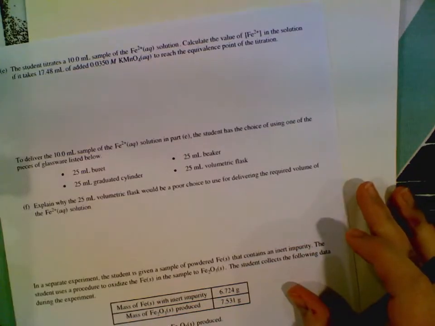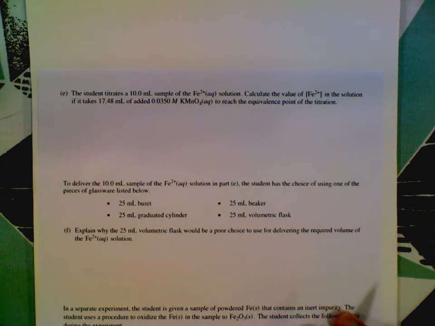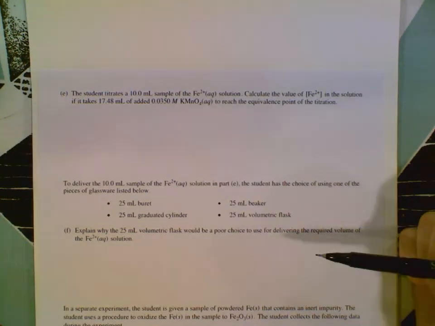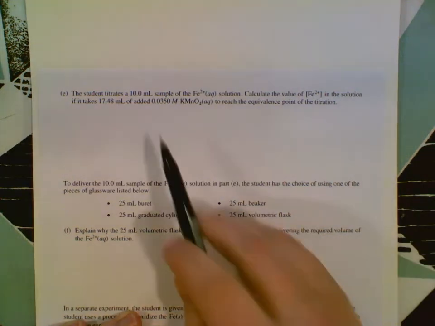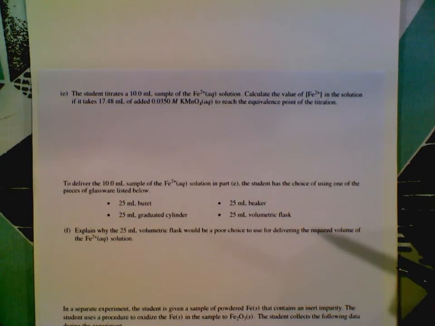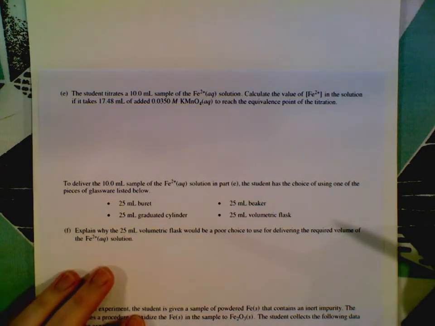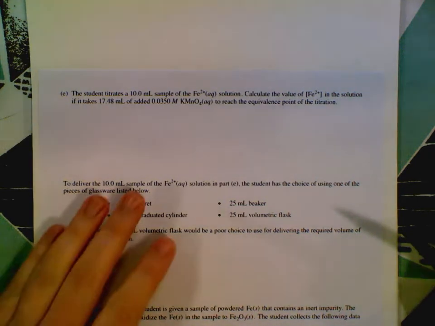All right, moving on to part E. It says a student titrates a 10 milliliter sample of Fe2+ solution. Calculate the concentration of the Fe2+ in solution if it takes 17.4 milliliters of added KMnO4 to reach the equivalence point of the titration. Now, in a titration, you can approach this from one direction or the other. You can use this as a stoichiometry problem, or you can use it as an M1V1 over N1 problem, and it's kind of up to you how you want to do it. Titrations, I think, are easier to remember as M1V1 over N1, so that's what I am going to do.